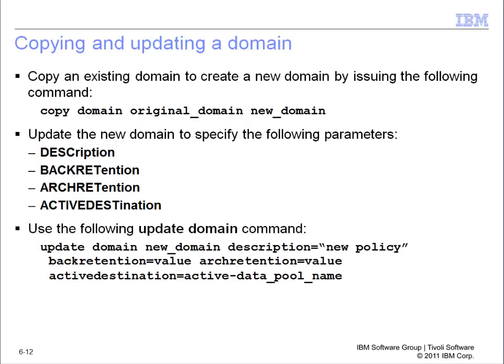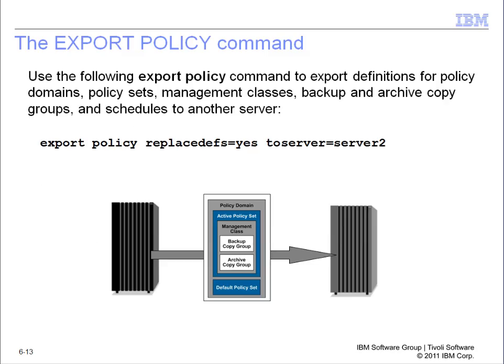So the command here, the example, update domain, new domain, which is the name of our new domain, description, it's our new policy. We can set a backup retention value, an archive retention value, and an active destination. In this case, we're saying active destination is active data pool. This is what you would do, the active destination, for creating policies that would have active data pools. Active destination is the name of your active data pool. You can also export policies from one server to another.